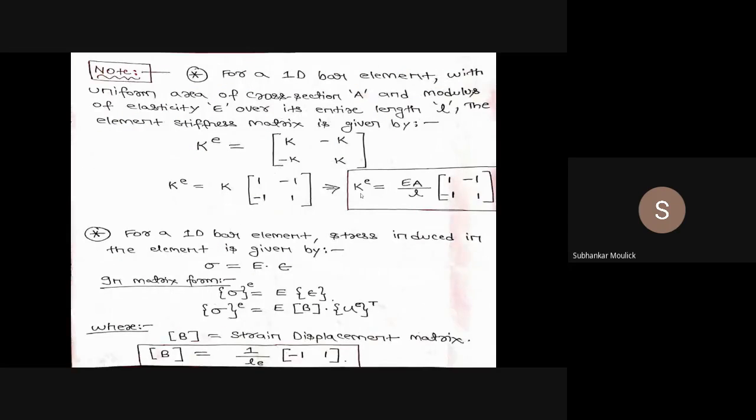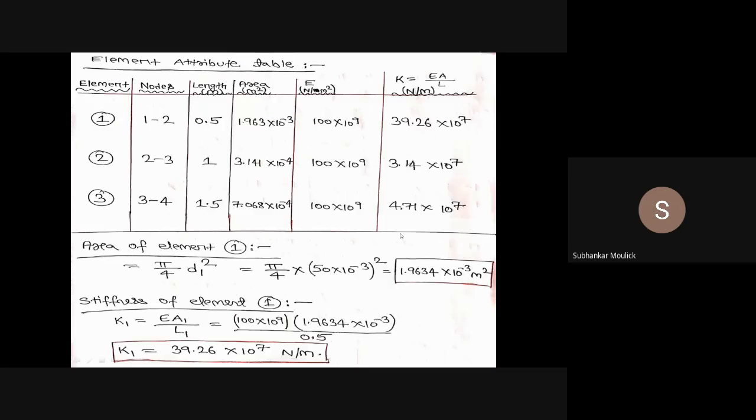That is for element number 1, Ke means for element number 1. So K1 is equal to E into A. Which A? A1. For element number 1, area is A1 divided by L. Which L? For the first element, what is the length? L1. Then in matrix form, 1 minus 1 minus 1 1. So let us write it down.